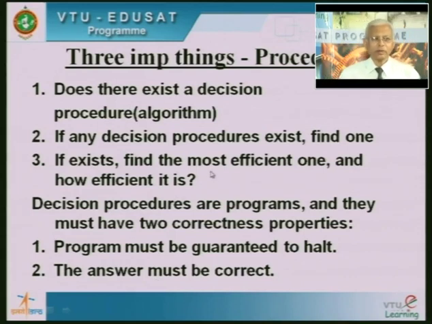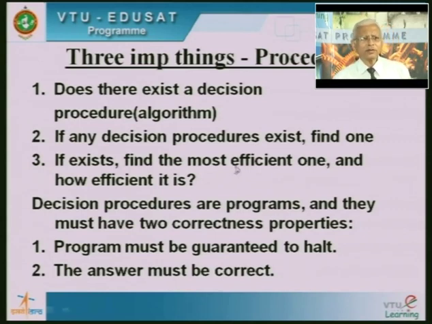The 3 things are important. Does there exist a decision procedure? That means, it is as good as asking, is there an algorithm? You must have studied design and analysis of algorithms, wherein you will see the traveling salesman problem, where the method exists, but it is a question of exhaustive search. When you do an exhaustive search, it becomes intractable. That means, if the number of cities is large, it will not be able to give the answer in a meaningful time.